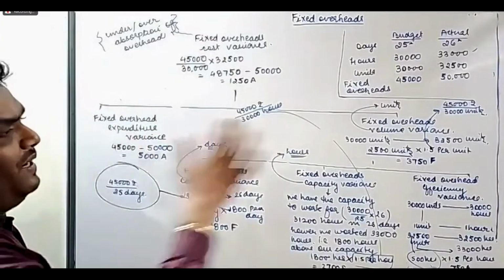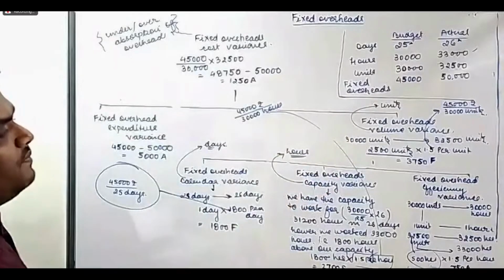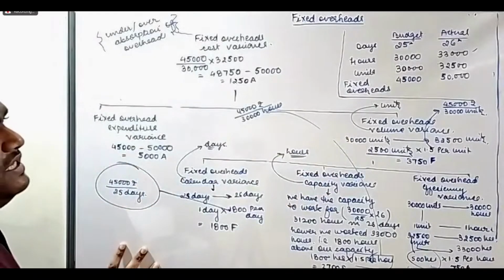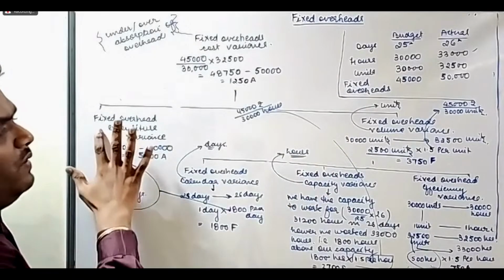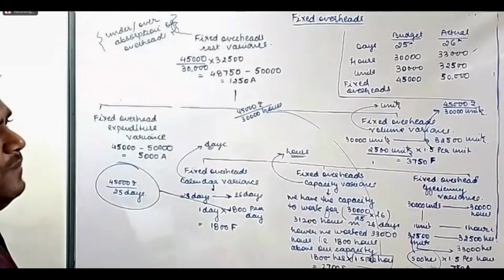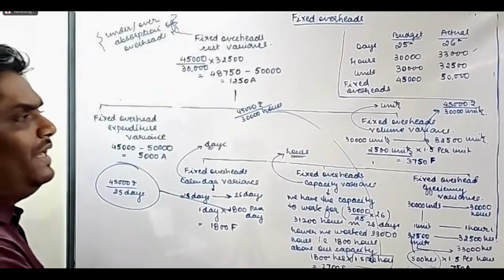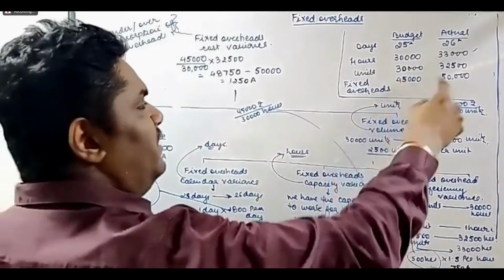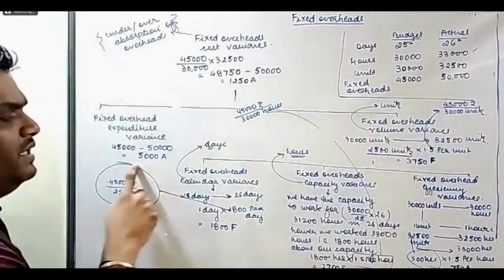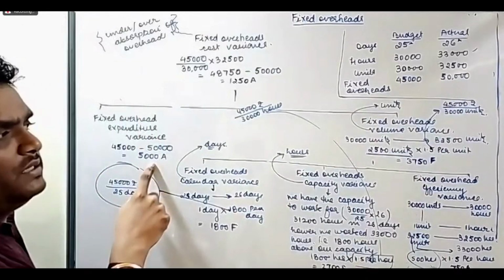Two parts, expenditure and volume. When talking about expenditure variance, since fixed overhead remains constant at all levels of production, straight away we will calculate expenditure variance. That is 45,000 minus 50,000. So this is 5,000 adverse.